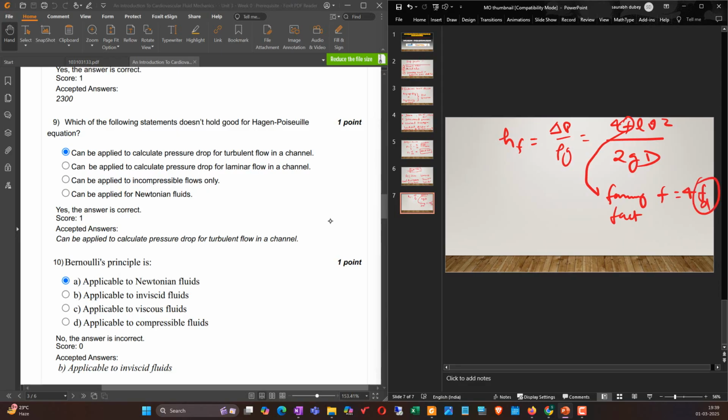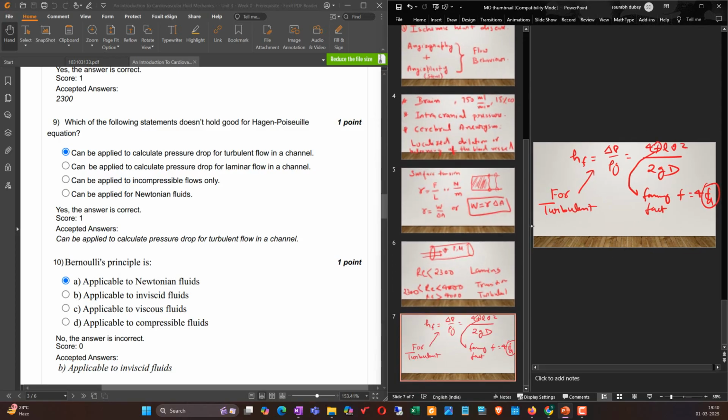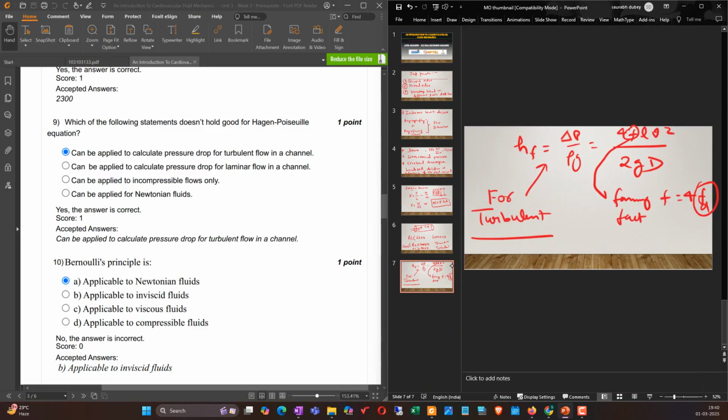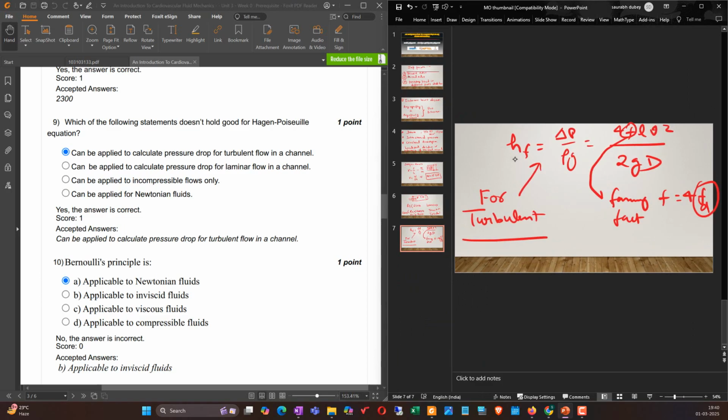So these are basic fluid mechanics. You should actually look at those for turbulent flow. And in order to calculate this f, this chart is used, right? If you remember the Moody chart, you will know that.